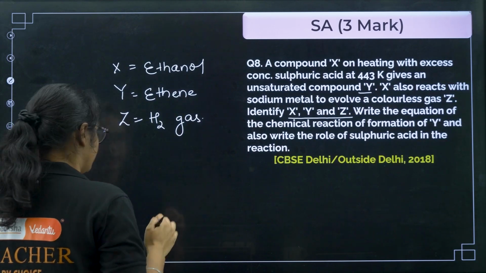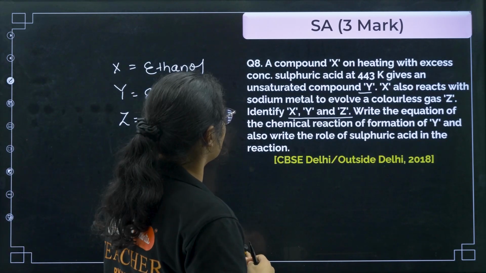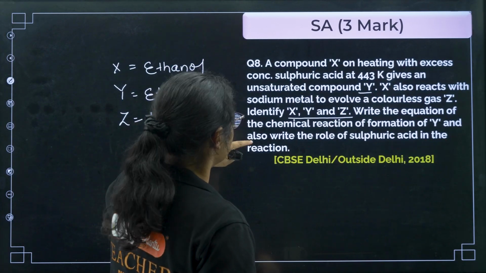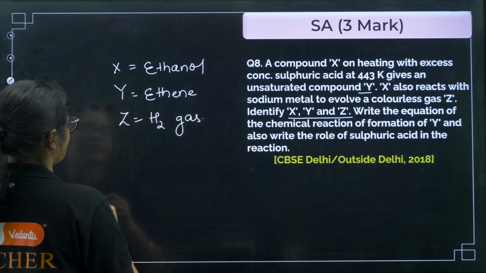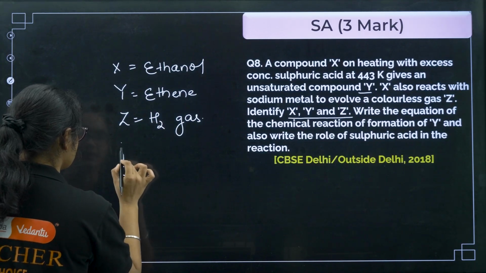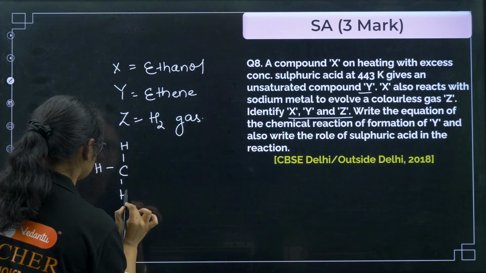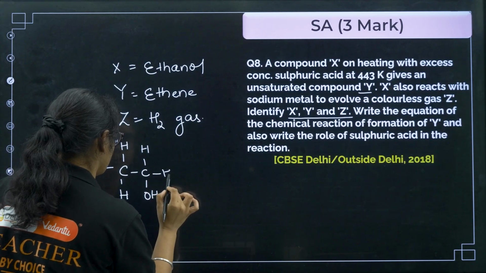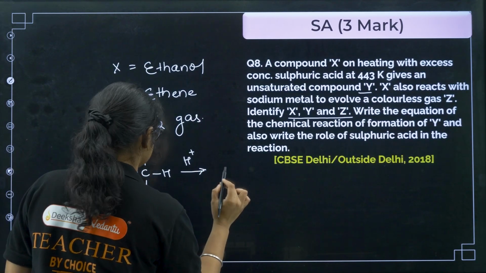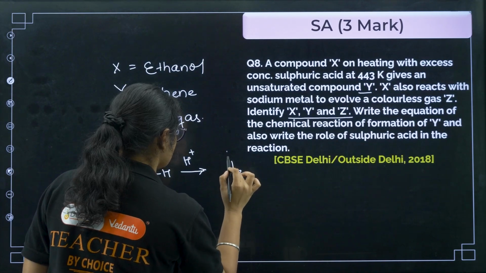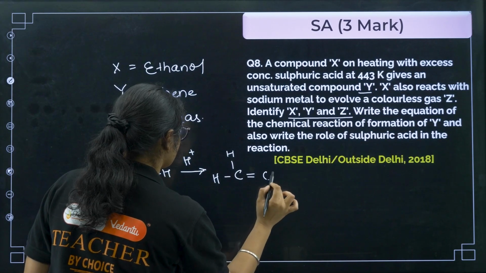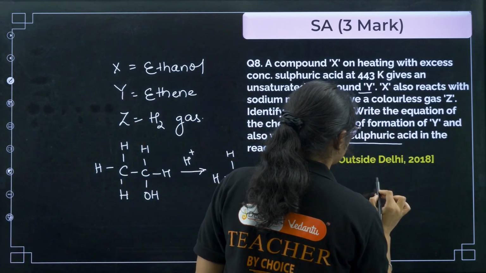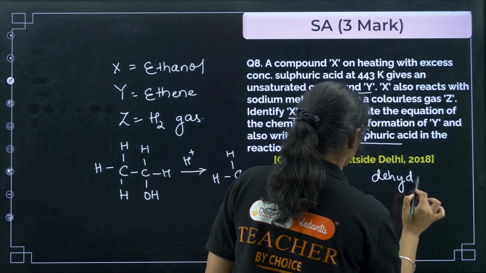Okay. Next, write the equation of the chemical reaction of formation of Y, and also write the role of concentrated sulfuric acid. So for the formation of Y, if I have CH3CH2OH, in presence of concentrated H+, I will get CH2=CH2. Okay, now what is the role of this one? It is acting as a dehydrating agent.